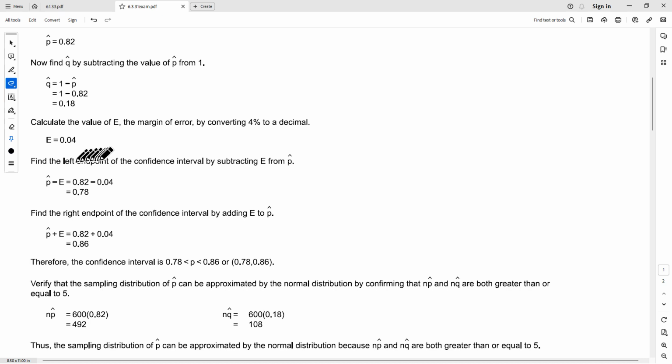So we find the left end of the confidence interval by subtracting the margin of error from the sample proportion. So we have 0.82 minus 0.04, which is 0.78. You find the right endpoint by adding the margin of error. We end up with 0.86 here. So the confidence interval is going to be from 0.78 to 0.86.